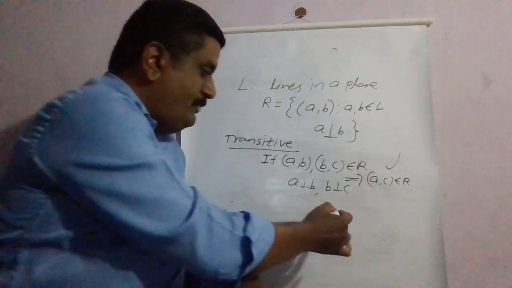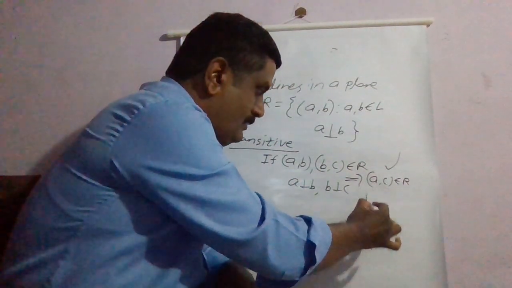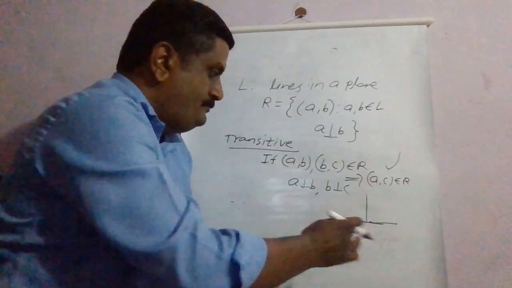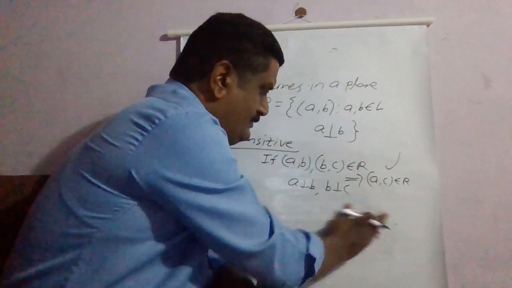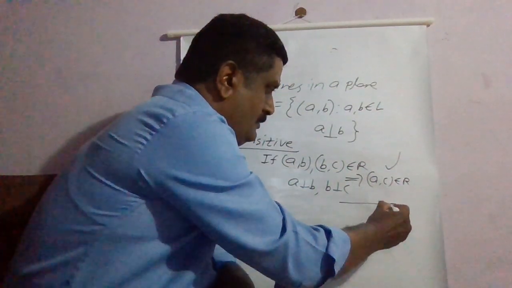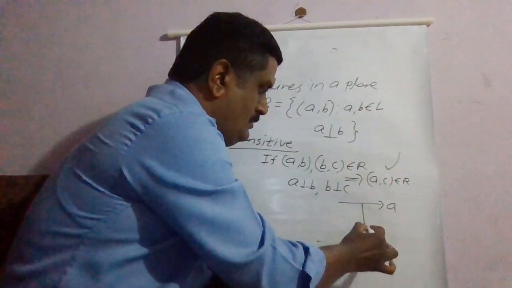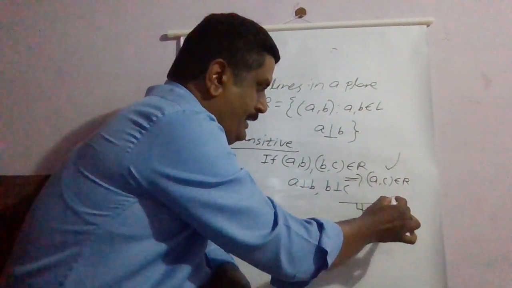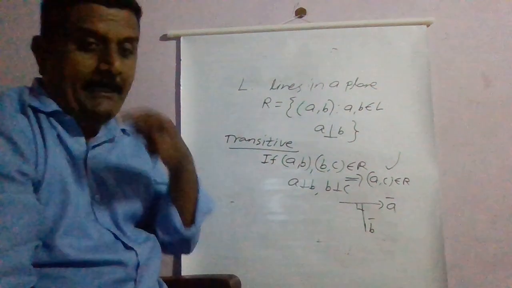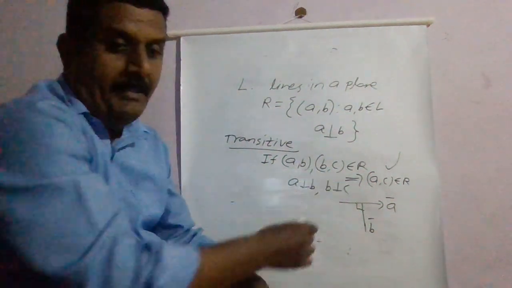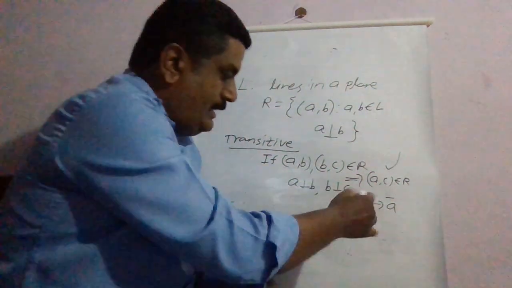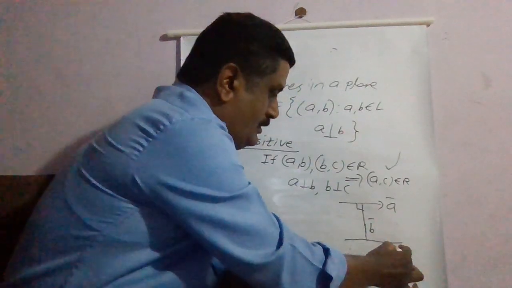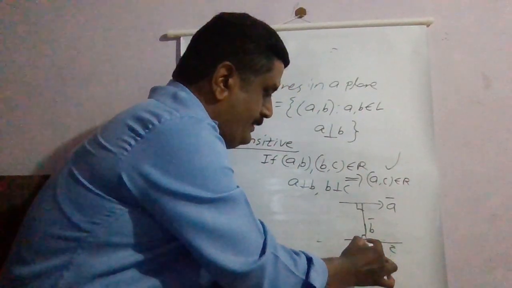So if A is perpendicular to B, roughly I am drawing something. Suppose this is the line A, this is the line B. Two lines. Here A and B are perpendicular. And I am drawing another line C which is perpendicular to B.